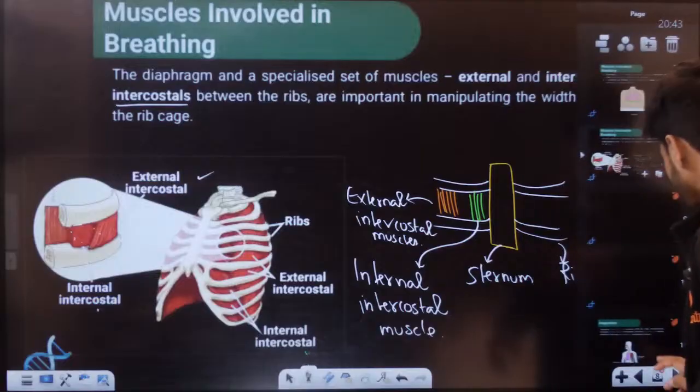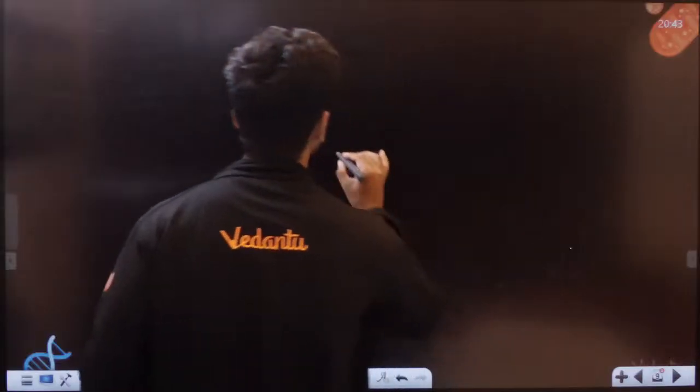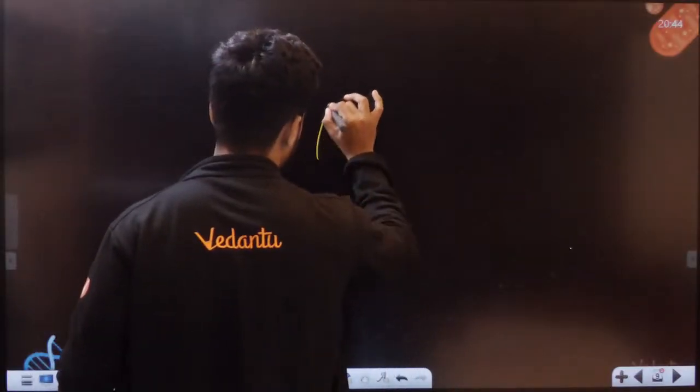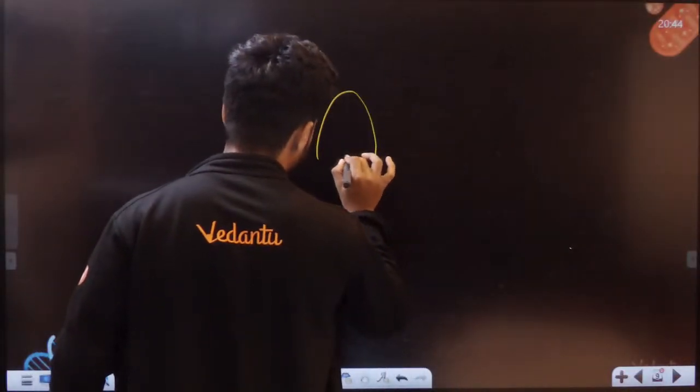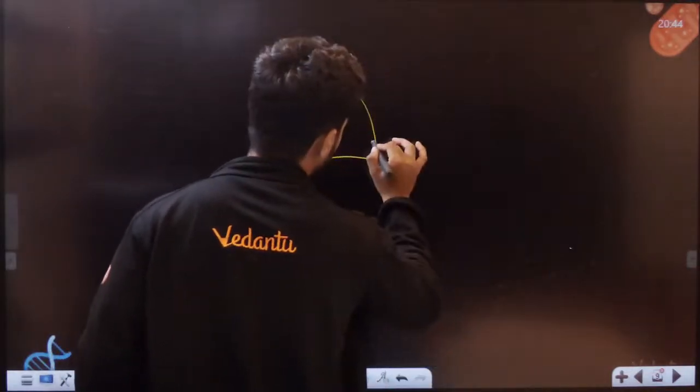Okay. Now, students, if that is clear, let's understand something called the mechanism of breathing. Shall we start, all of you? Mechanism of breathing. First things first, let's draw one lung. This right here is the lung.